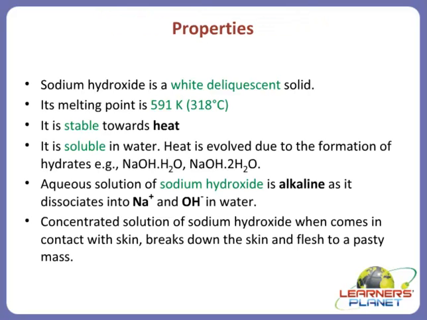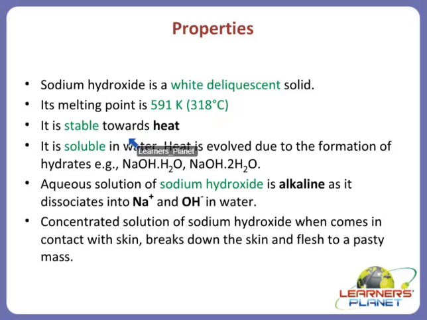So coming to the properties of sodium hydroxide, students, sodium hydroxide is a white deliquescent solid. I told you in my previous session what is deliquescent. Deliquescent is a substance which absorbs water from the surroundings, right? And it also exists as a hydrate, as a dihydrate or a trihydrate, okay? So it is a deliquescent solid, that is, it absorbs a large amount of moisture or water from the surroundings. Clear? Its melting point is 591 Kelvin, that is 318 degrees centigrade.